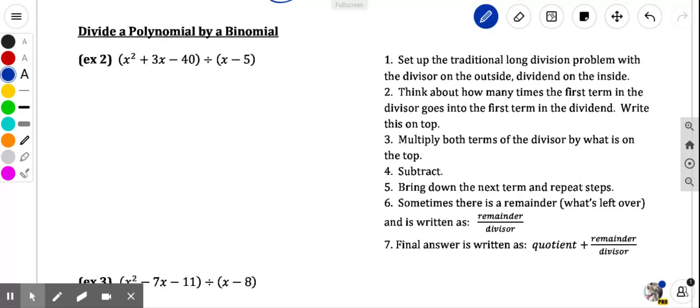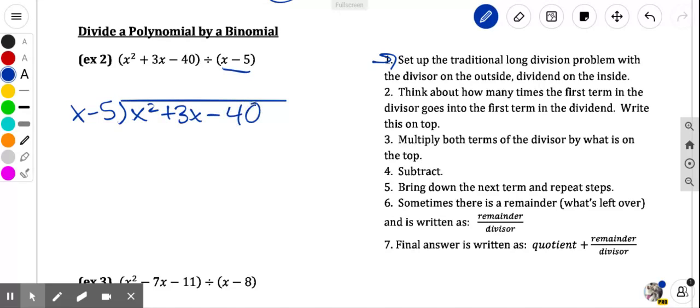So the first thing you do is you set up the traditional long division problem with the divisor on the outside, the dividend on the inside. That's step 1. So this is my divisor. And then this is my dividend. You always want to make sure, I should have said this before, that your dividend and your divisor are both in standard form, which is highest degree to lowest degree. They pretty much always will be. I wouldn't really give you one where it wasn't. Okay, so that's the setup.